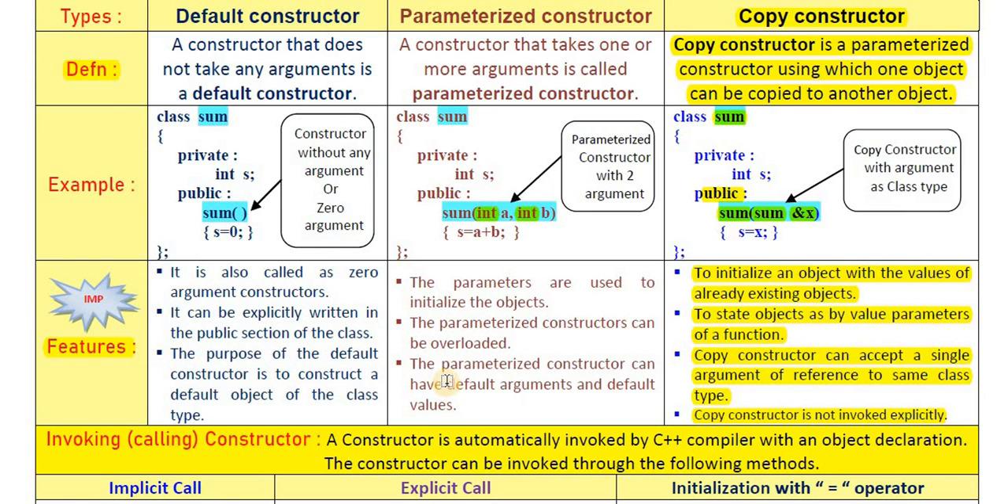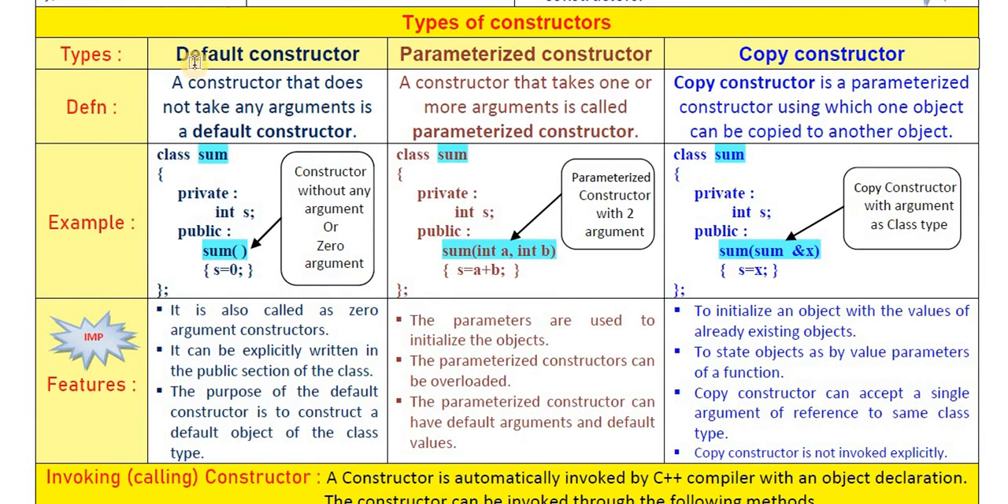So this is about types of constructors. The main thing you have to remember is that there are three types of constructors: default constructor, parameterized constructor, and copy constructor. Default constructor means a constructor that does not take any argument or parameter, like this, with only the constructor name and empty parentheses. This empty parentheses means this is a default constructor, also called a zero argument constructor.